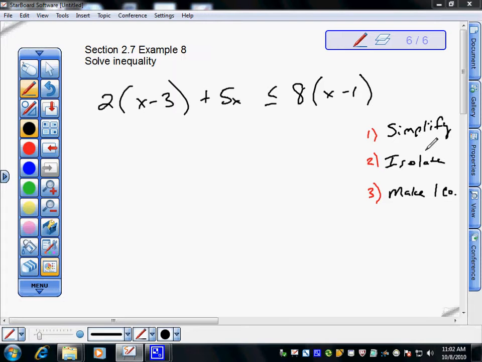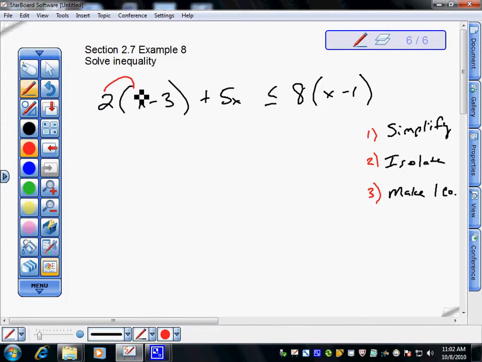Our process hasn't changed. We've added a rule. If you divide or multiply by a negative number, it's the only thing that's changed. We can do this. First off, I want to simplify each side of the inequality in this case. So can this be simplified? You bet it can, and we're going to do it. After we're done with that, we're going to isolate our variable, then we're going to make a 1 coefficient. So that's all there is to it.